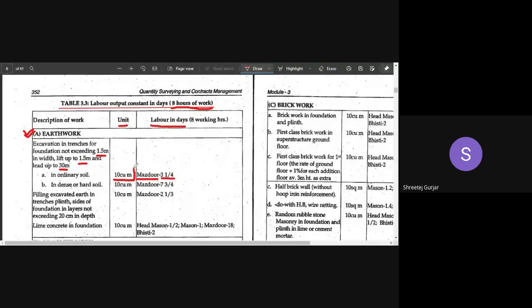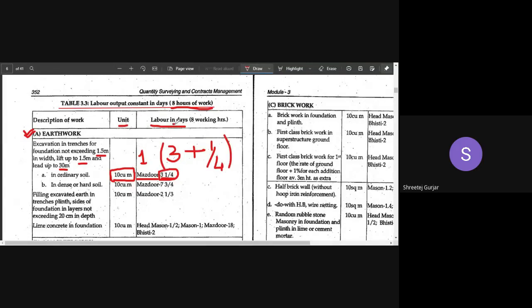Initially we assume 10 cubic meters, and then we arrive at our per cubic meter rate. Okay, 3/4, meaning it is not 3/4 person, it is in days. So mazdoor is required for 3/4 day, that is three days plus 1/4 of a day. One mazdoor can do this particular work, 10 cubic meters of work, in these many days.